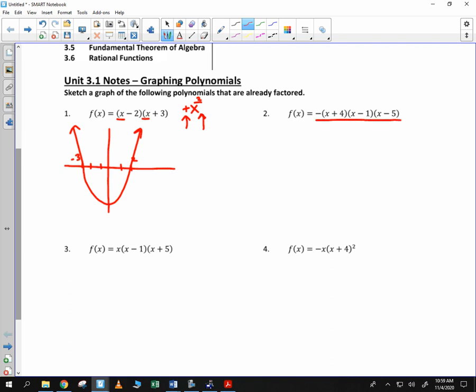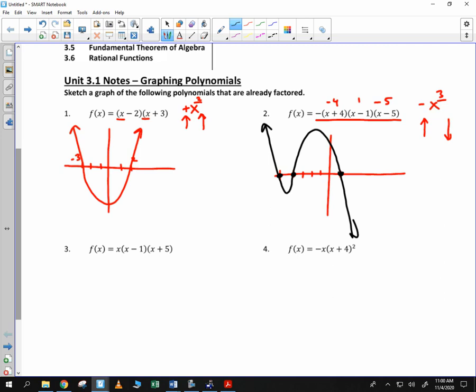If you were to multiply this all out, you get a negative x cubed. Because it's negative, it will end down, and because it's odd, it starts and ends in opposite directions. I have solutions of negative 4, positive 1, and negative 5. So I mark negative 4, negative 5, and positive 1. Notice it starts up, as we said, and ends down. So there's my graph.